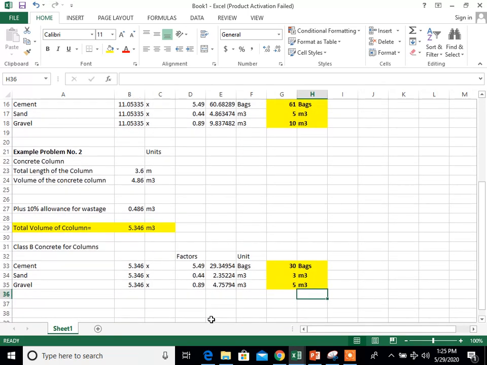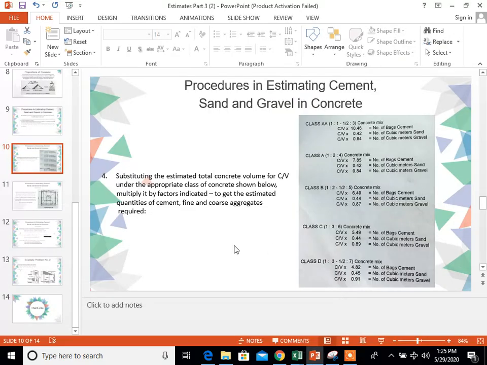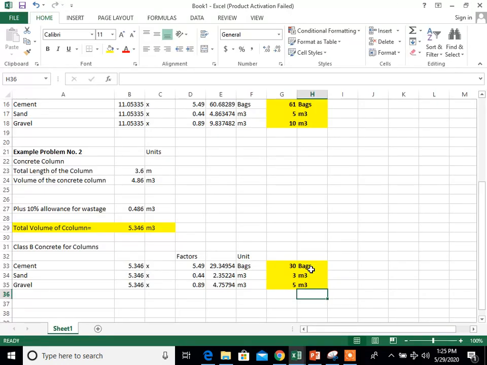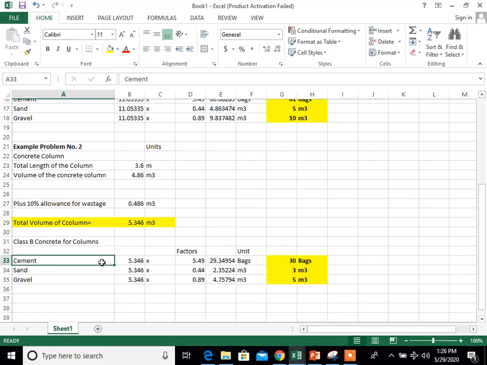Next is for the footings. So we will use class A concrete mix, which has a higher strength, since the footings support the whole entire structure.